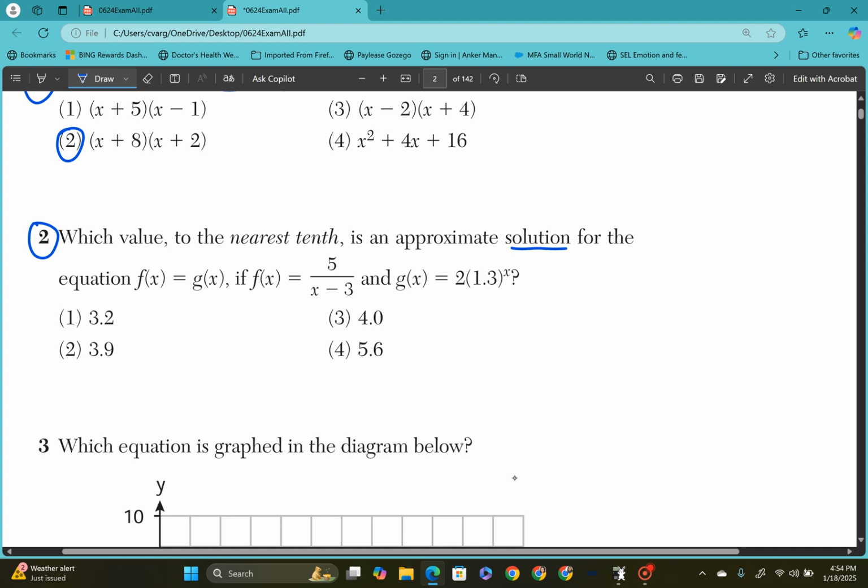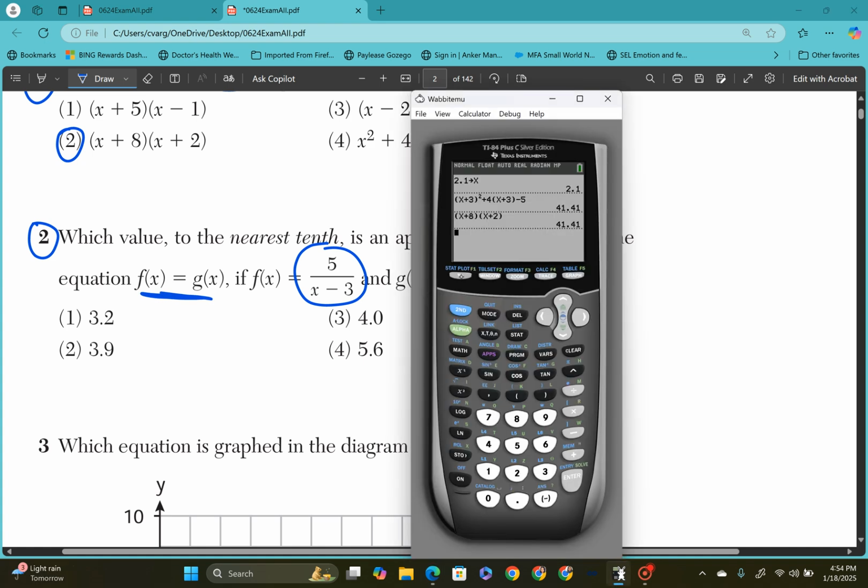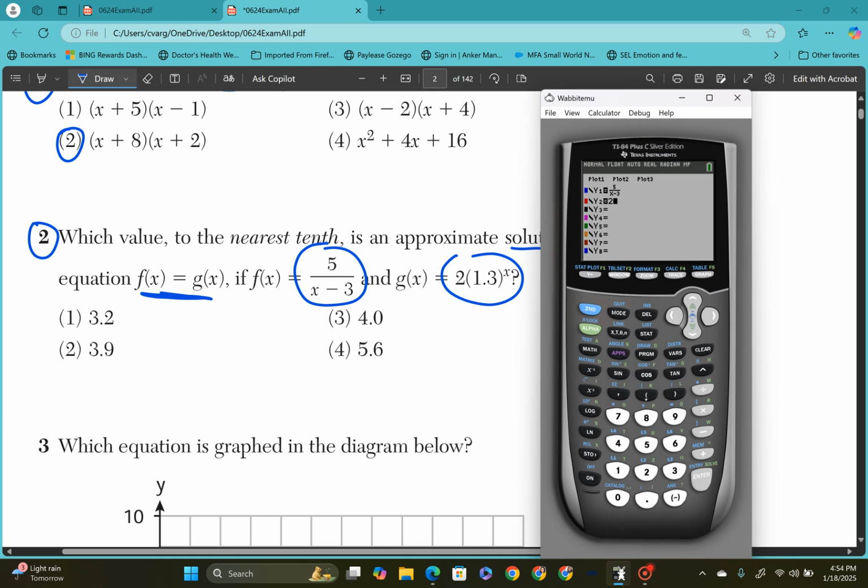Solution, you're going to plug this under Y1, plug this under Y2, and how did I know that? You're going to see where f of x equals g of x, okay? So we're going to go to y equals right here, and we're going to hit alpha y equals to get our fraction bar into the calculator, 5 over x minus 3. And then for the second function, we're going to do 2 parentheses 1.3 close parentheses to the x. All right, and I'm just going to hit graph to make sure that I can see the point of intersection. So there's the first one in blue, and the second one looks something like this.